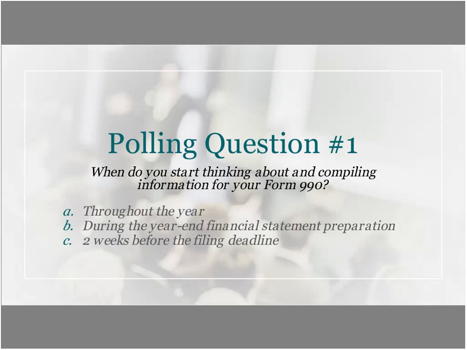And with that, we come up to our first polling question. We will have 3 polling questions throughout the presentation, and we ask you that you answer it. It's helpful to us and I think also to you. Polling question number 1: when do you start thinking about and compiling information for your Form 990? A, throughout the year, B, during the year-end financial statement preparation, or C, 2 weeks before the filing deadline? We'll give you a few seconds to give us your answer, and then we'll jump into the presentation.